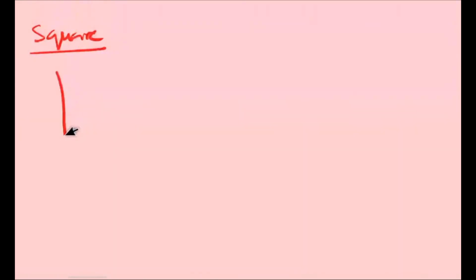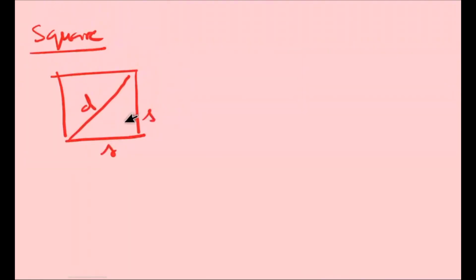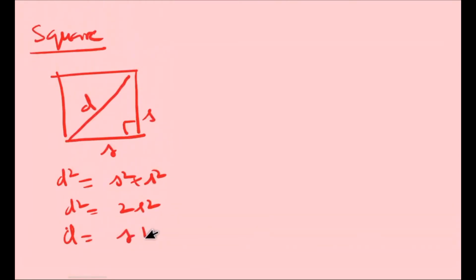Now here is a square and this one is diagonal. Let it be D, and the sides S, S. Now using Pythagoras theorem, D square equal to S square plus S square. So the diagonal can be found as 2S square. Taking square root on both sides, we get D equal to side root 2. So using this we can find this diagonal.